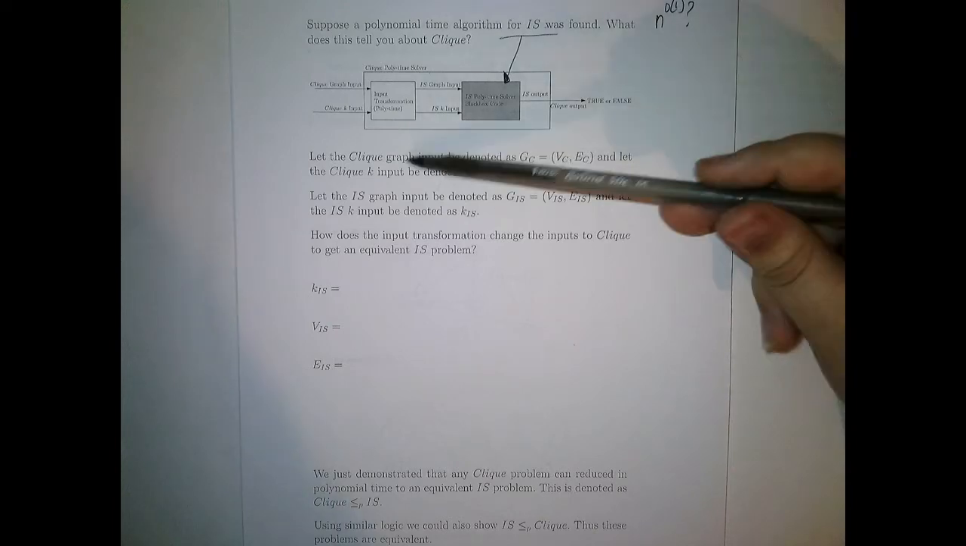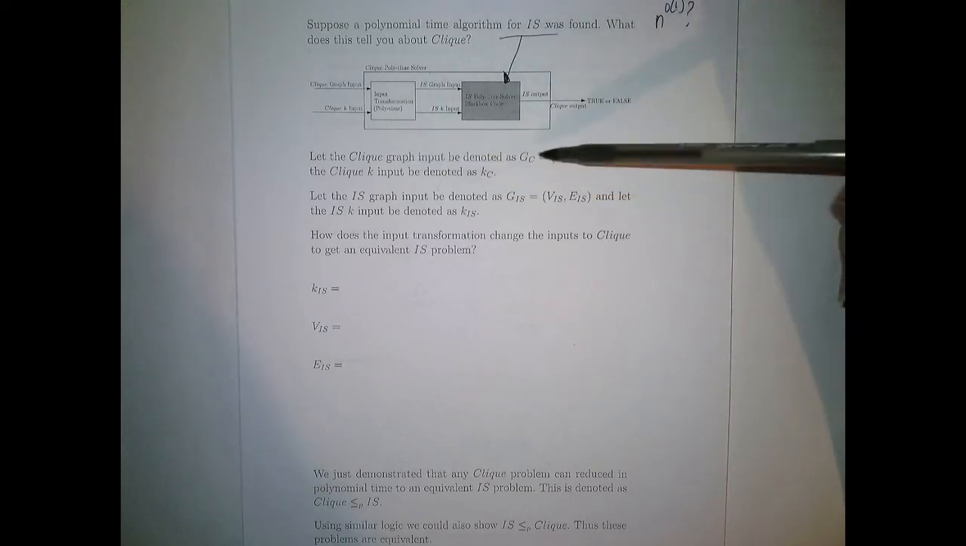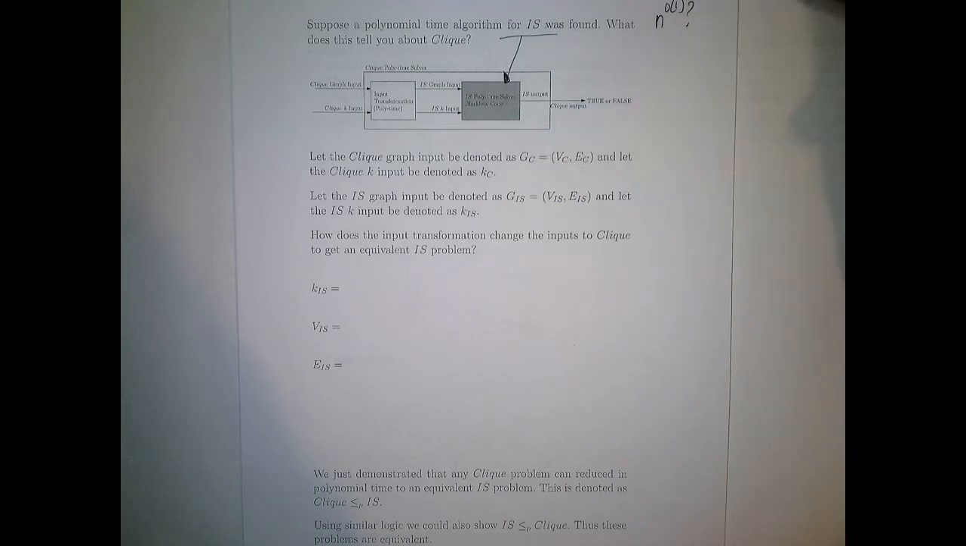So suppose you have a Clique graph input. So you have a graph for Clique, G sub C, which consists of the vertices V sub C and the edges E sub C. And then the Clique K input we'll denote as K sub C.